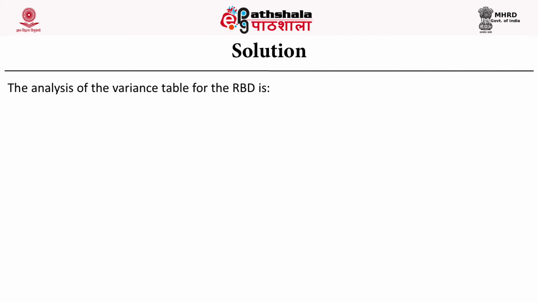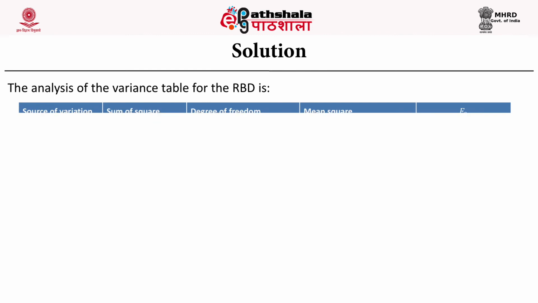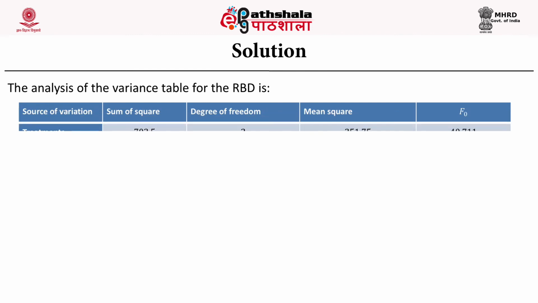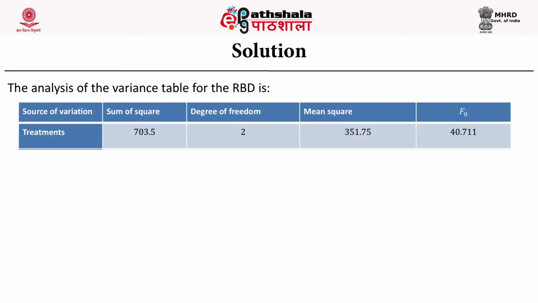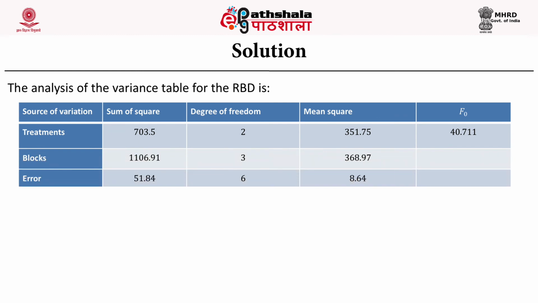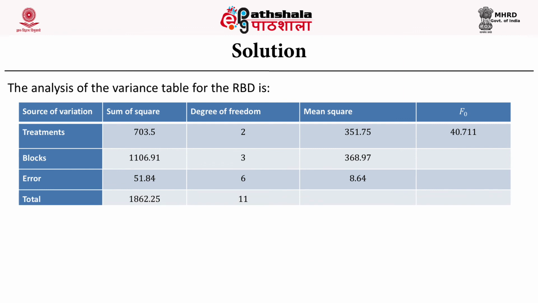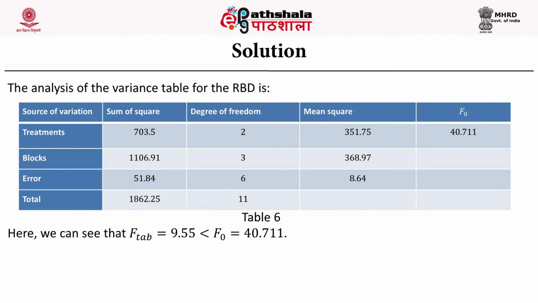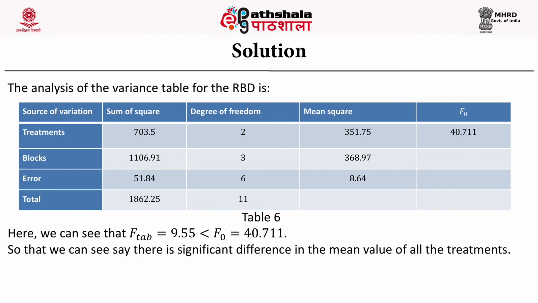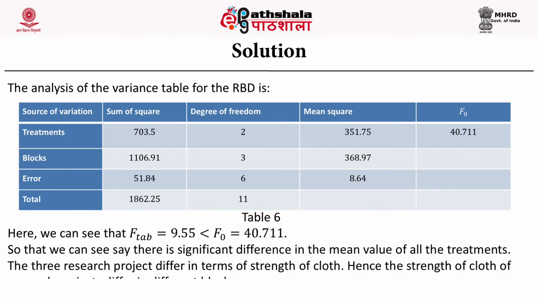From the analysis of variance table for the RBD, we can see that the calculated value of F is 40.711, and the tabulated value of F is 9.55. So we can say that there is a significant difference in the mean values of all the treatments. The three research projects differ in terms of the strength of cloth.